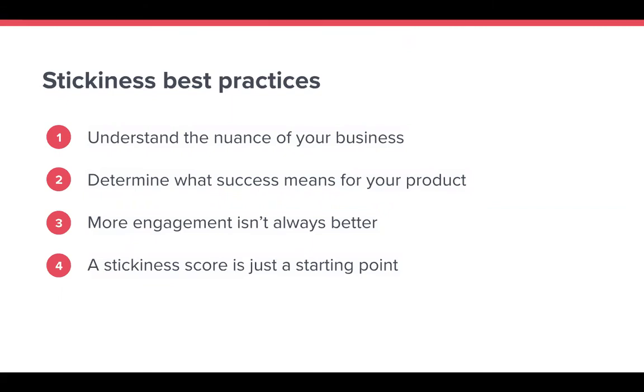Determine what success means. Going back to my Airbnb example, what's the right level to trigger usage success? Logging in, searching for a rental, booking a rental. These are context-sensitive decisions. So what's the desired level of engagement?